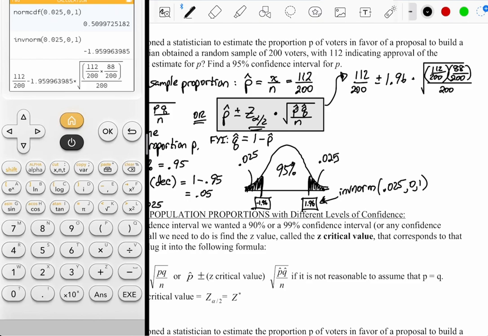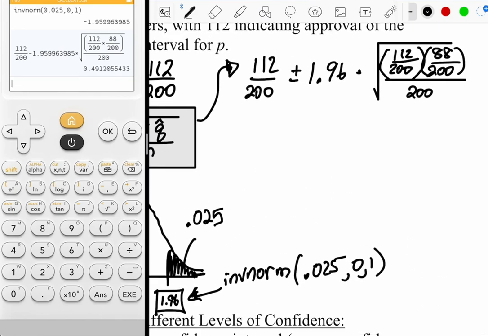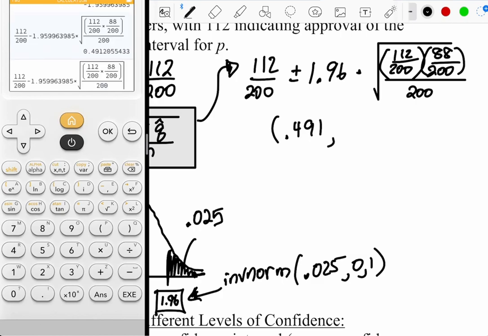So I'm writing it like that so I could just do a copy and change the minus to a plus. But we're looking at an interval going from 0.491, and now I'm just going to replicate it.